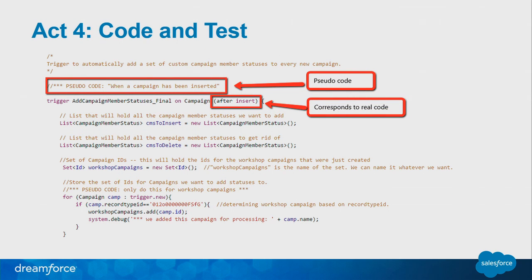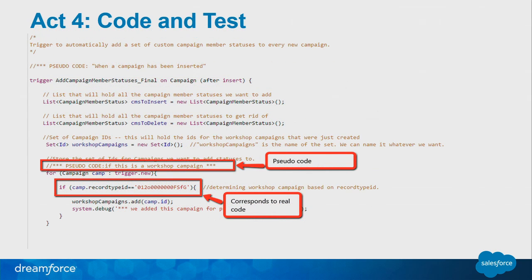Okay, now notice that the very first line of pseudocode was when a campaign has been inserted. Here's what that translates into for a trigger, after insert. You define when you want the code to run. Other events you might want to use are after update, before delete, before insert. As you get more familiar with triggers, you'll understand when to use the different events.